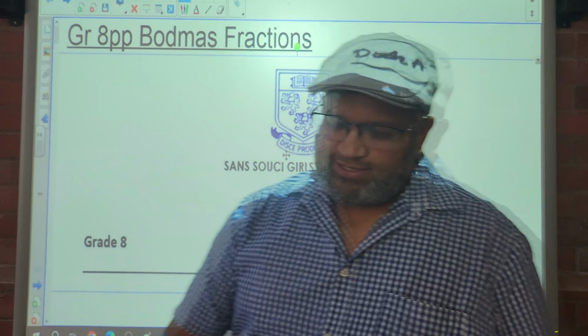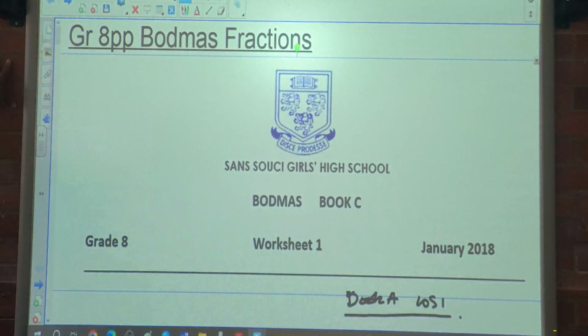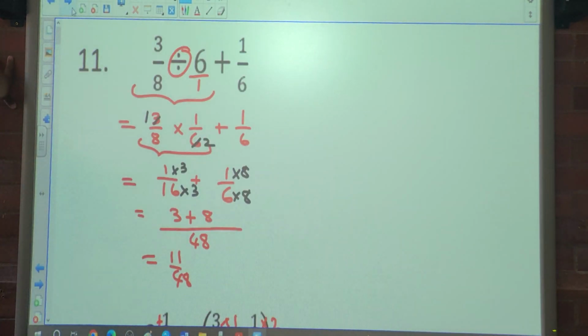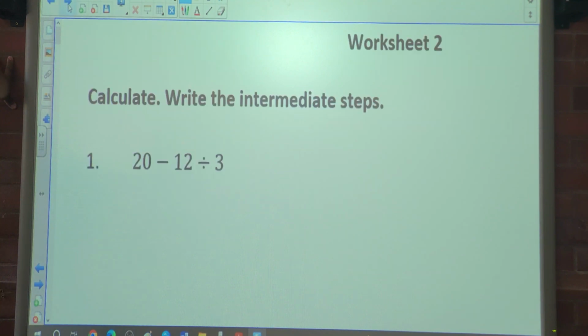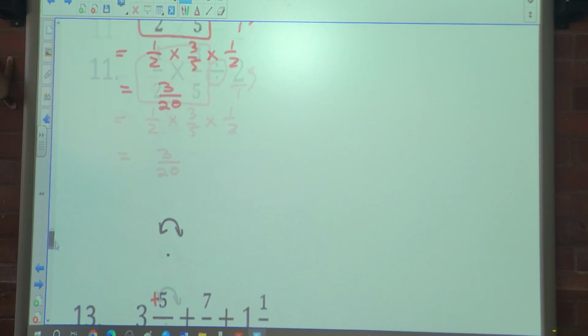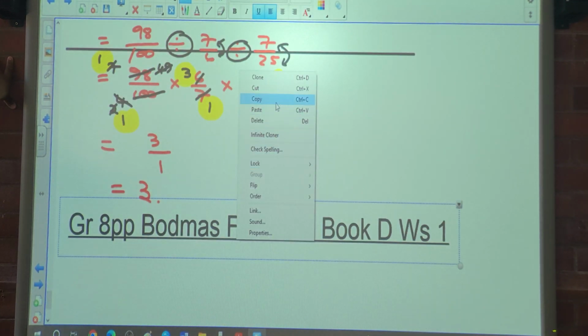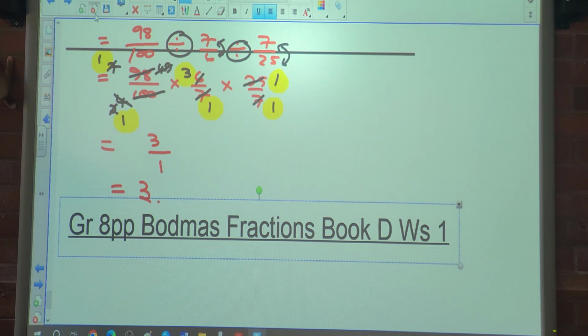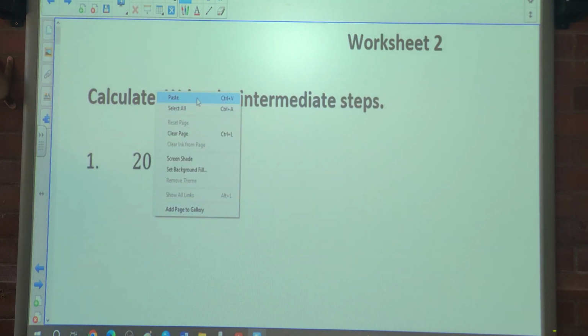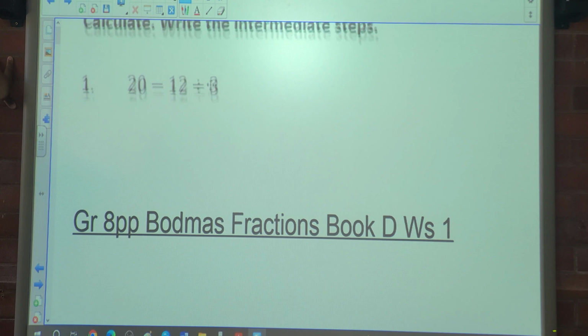So today we're looking at book C, worksheet 2, is that correct? Yes, sir. Book D, worksheet 2. D. So there we go.